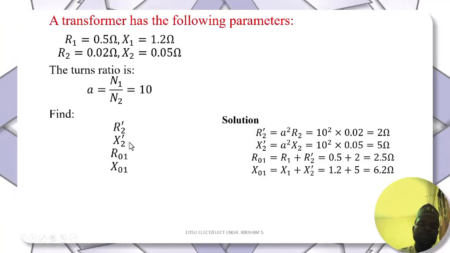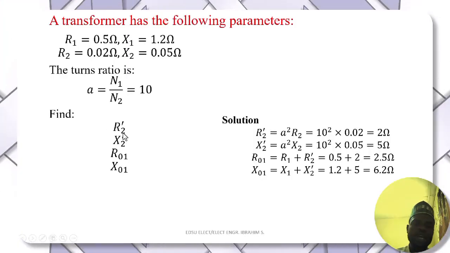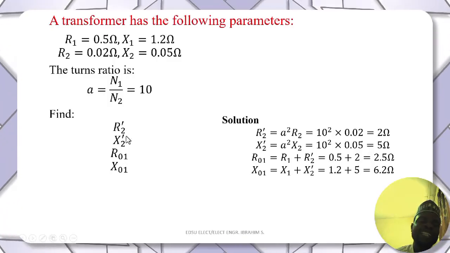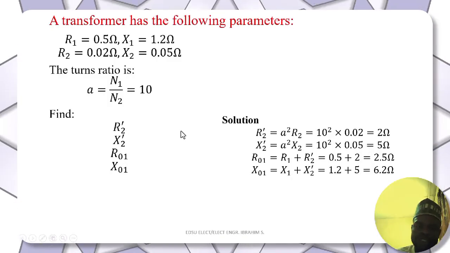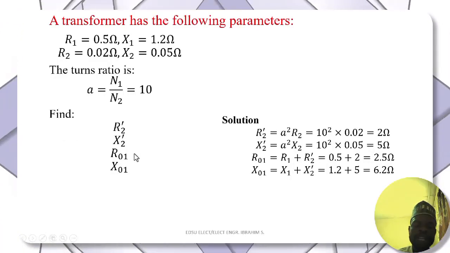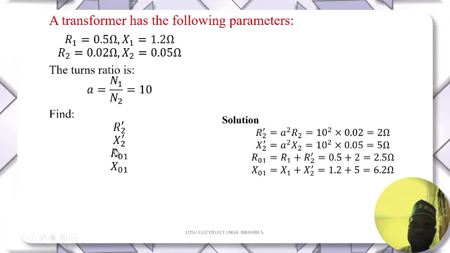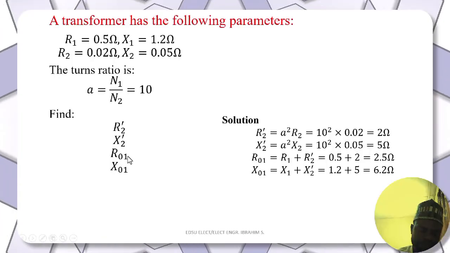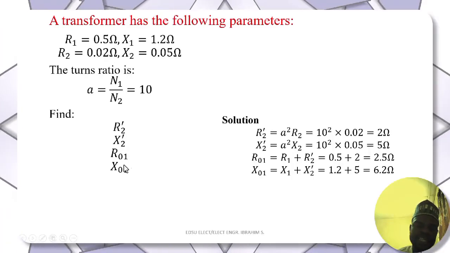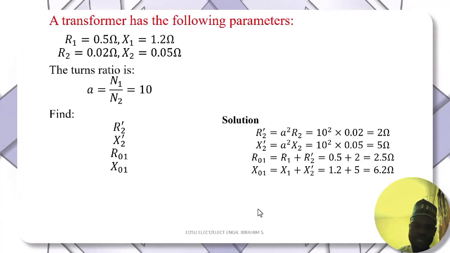We are told to calculate for what? Our equivalent resistance at the secondary referred to the primary. Then also the equivalent reactance at the secondary referred to the primary, and also our equivalent primary side resistance and equivalent primary side reactance.